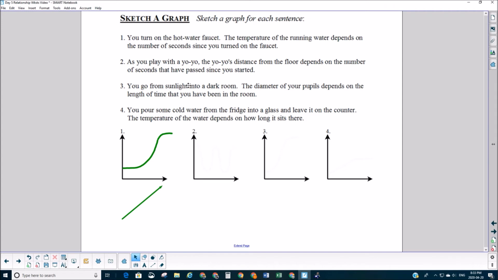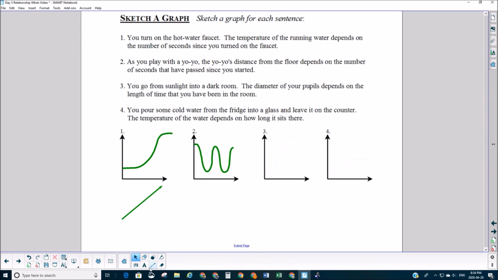As you play with the yo-yo, its distance from the floor depends on the number of seconds that have passed since you started. So the distance from the floor depends on the number of seconds. So when you start a yo-yo, it's in your hand and it's above the floor. So I think it's going to start up here. And then it's going to go down and it doesn't quite touch the floor. And then it's going to hopefully come back up to your hand and down and back in your hand. And so I would suggest the graph looks something like this. Okay, it should come up to about the same place it starts as you're doing the yo-yo.